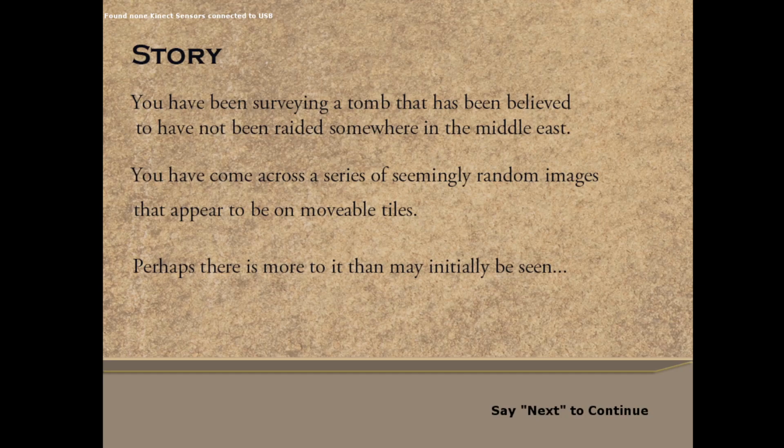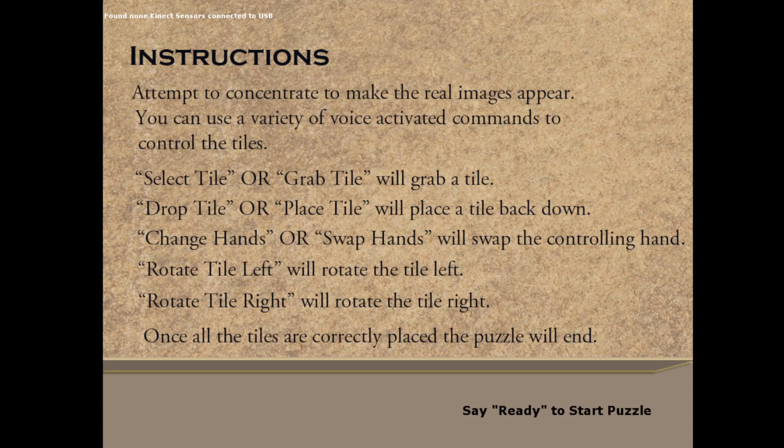Then we'd be presented with some story, so just something to tie the pieces together. You've been surveying a tomb that has been believed to have not been raided somewhere in the Middle East. You've come across a series of seemingly random images that appear to be movable tiles. Perhaps there's something more to it than initially can be seen. So there are some instructions that tell the user that they can use some different voice commands if they want to be able to interact using the Kinect.